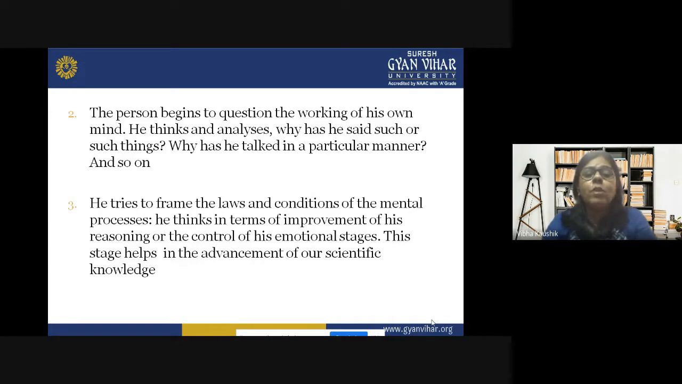He tries to frame the different laws and conditions of the mental process. He thinks in terms of improvement of his reasoning or the control of his emotional states. This stage helps in the advancement of scientific knowledge.